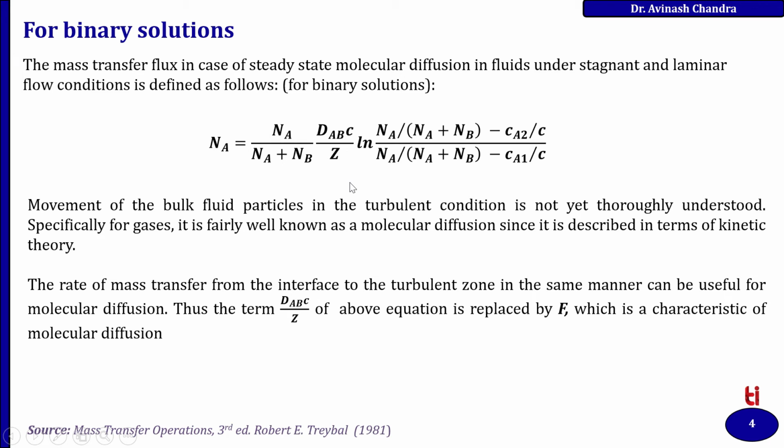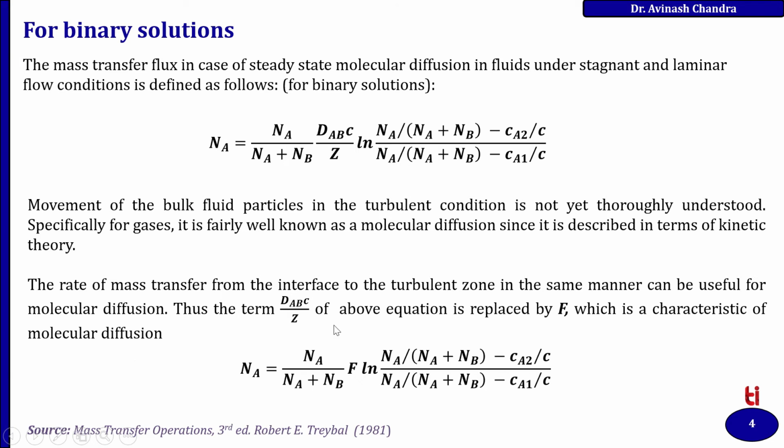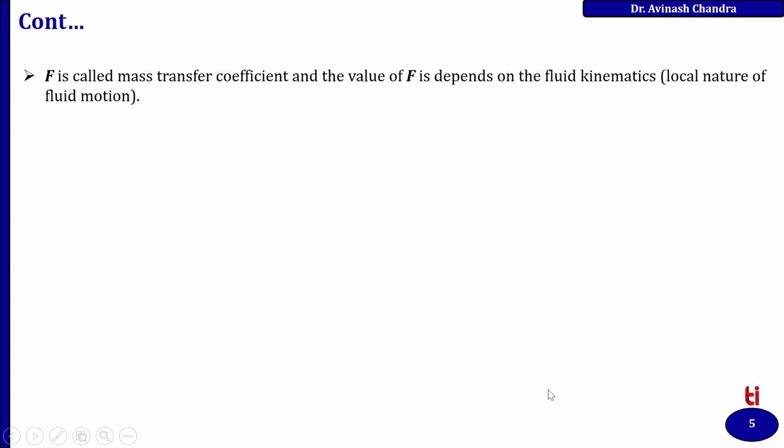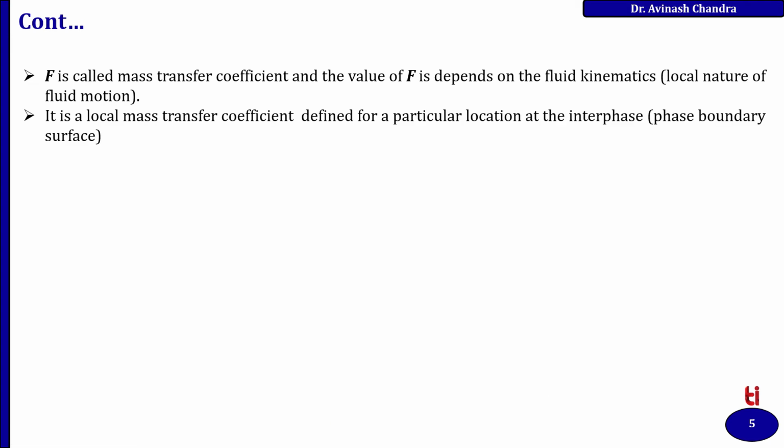Thus, the term D_AB C/Z of the above equation is replaced by some factor F, which is characteristic of molecular diffusion. When we replace this quantity by F, we can rewrite the equation as N_A = (N_A/(N_A+N_B)) F ln[(N_A/(N_A+N_B) − C_A2/C)/(N_A/(N_A+N_B) − C_A1/C)], or we can say at the phase boundary.